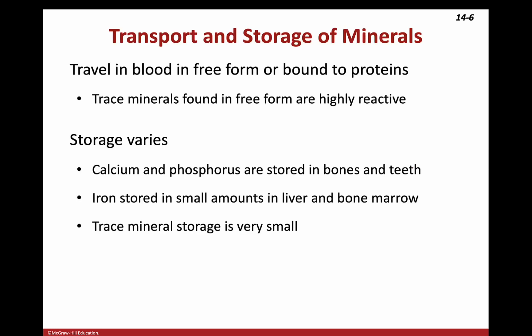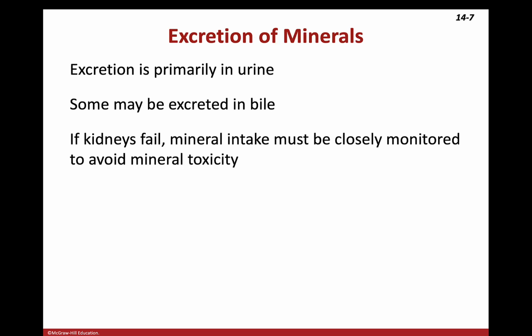Now, when we talk about how minerals are traveling within our body, they typically are either free or bound to proteins. Trace minerals found in free form are highly reactive. The storage of these minerals does vary. Calcium and phosphorus, unsurprisingly, are found in high quantities in our bones and teeth. Iron is stored in relatively small amounts in the liver and bone marrow. And keep in mind, when we talk about trace minerals, the storage is very small for those.